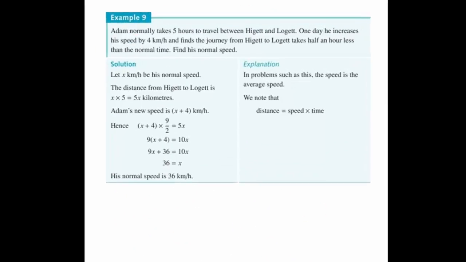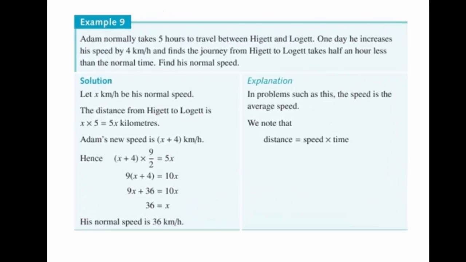Moving on. Last example. Adam normally takes 5 hours to travel between Hyatt and Logat, 2 suburbs. One way he increases his speed by 4 kilometers per hour. To find the journey from Hyatt to Logat, he finds that it takes half an hour less than the normal time.